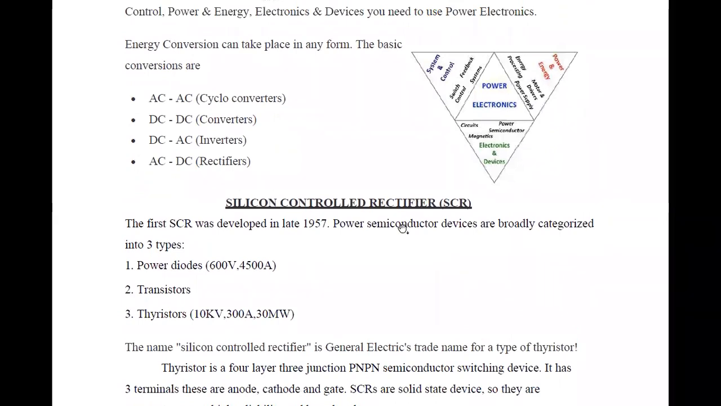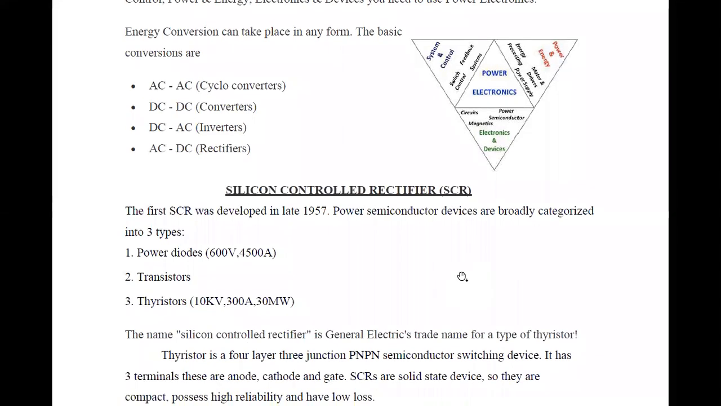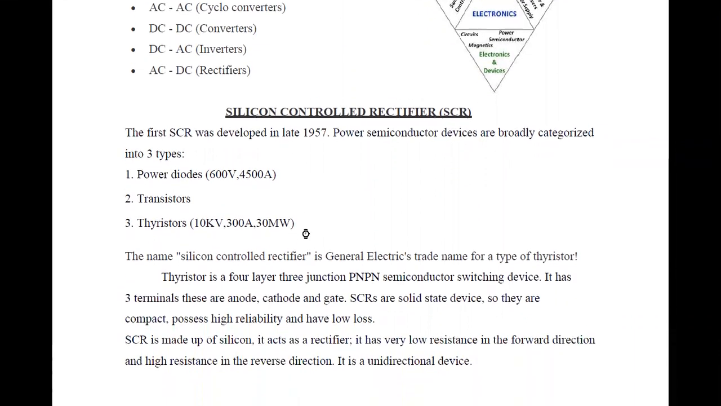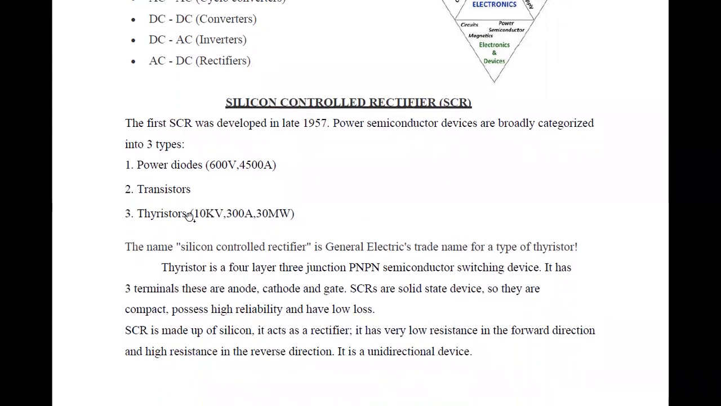Coming to SCR, it is a thyristor family device, and basically it is called a thyristor, and it was developed in 1957. The name silicon control rectifier was given by General Electric Company, and it is a trade name for a type of thyristor. Power semiconductor devices are broadly classified into three types: power diodes, transistors, and thyristors. So SCR is a thyristor family device.